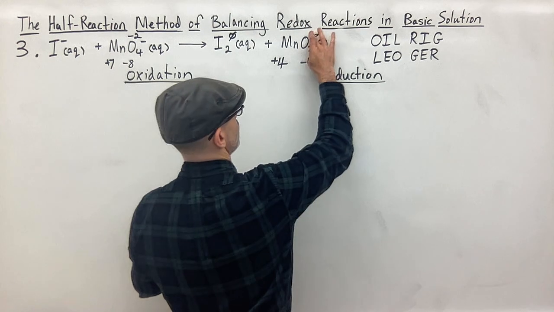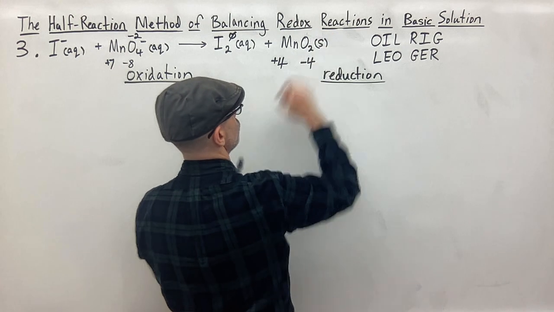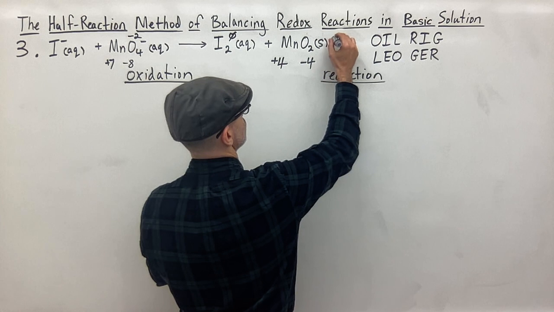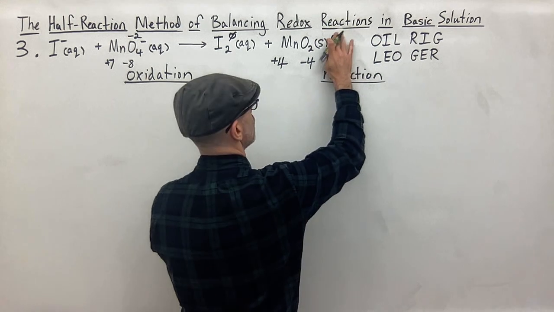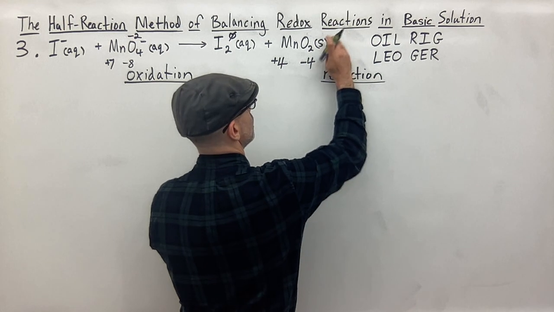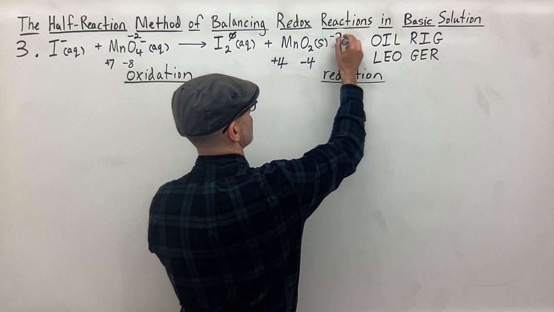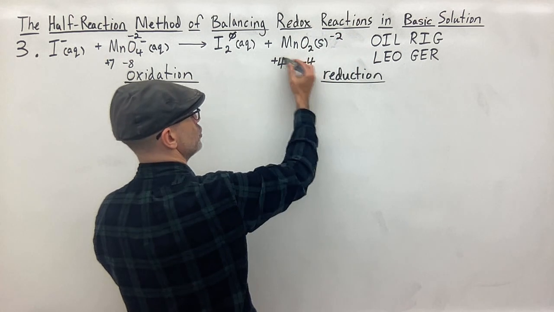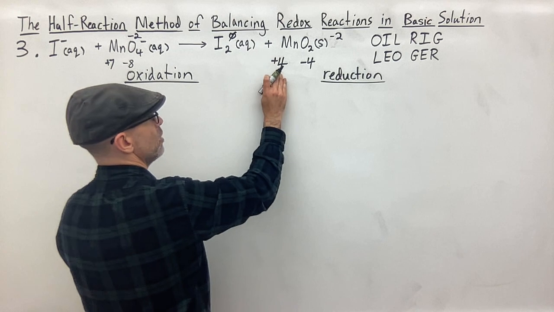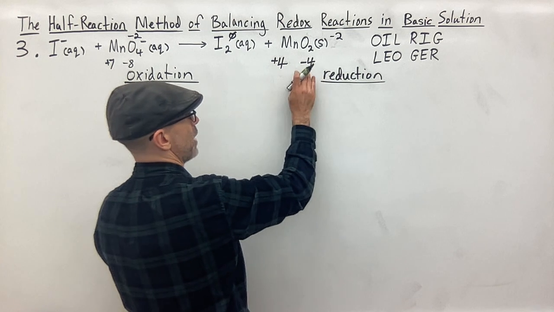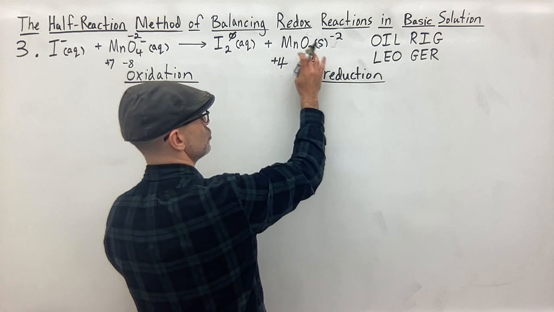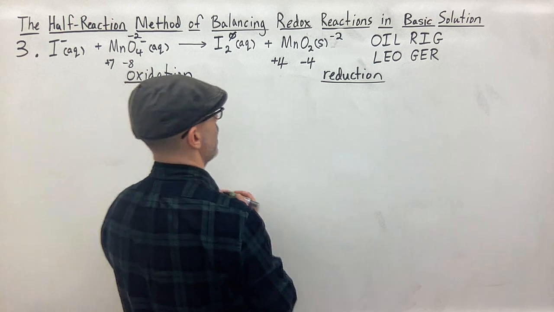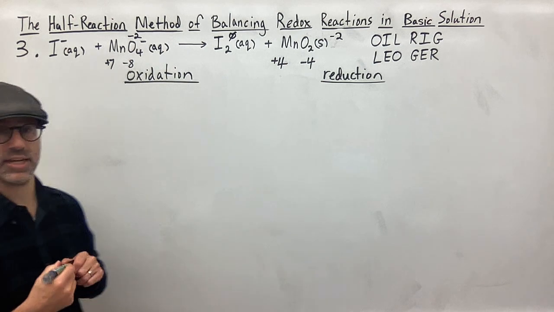Let me write this over here so that it's not confusing. So oxygen has a -2 oxidation state. This substance has no charge, so the manganese has to have a +4 that balances the oxidation states of the two oxygens. So now we've got the oxidation states written down.